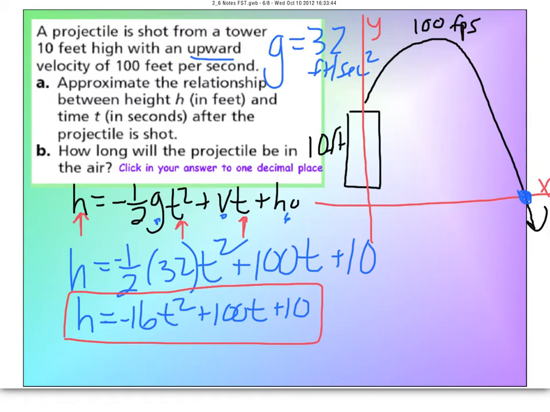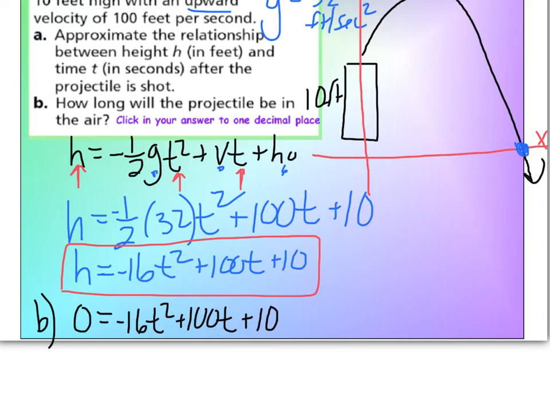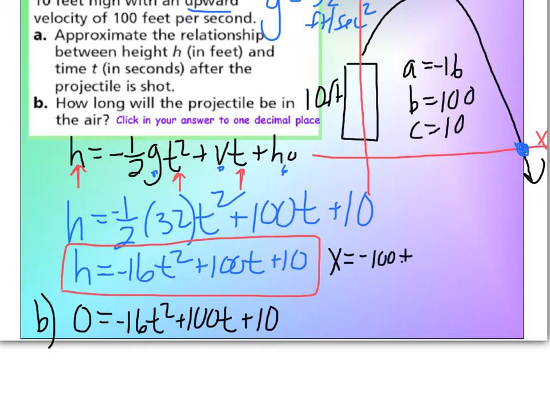I'm not sure if this one is factorable, so I'm just going to go right into the quadratic formula and set that up right here. So let's identify a, b, and c first of all. I'm going to write it up here. a is negative 16, b is 100, c is 10. So I'm going to do x equals negative b plus or minus the square root of b squared minus 4, a is negative 16 and c is 10, all over 2a.